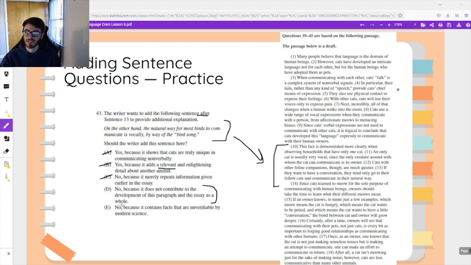E says no because it contains facts that are unverifiable by modern science. No, I mean, this is definitely something modern science can handle. So D is the correct answer here. No, it's not related. And reasoning like this, it does not contribute to the development of the paragraph and the essay as a whole, is going to be correct reasoning a large portion of the time.